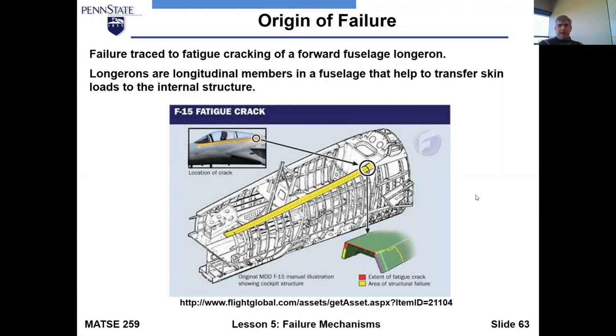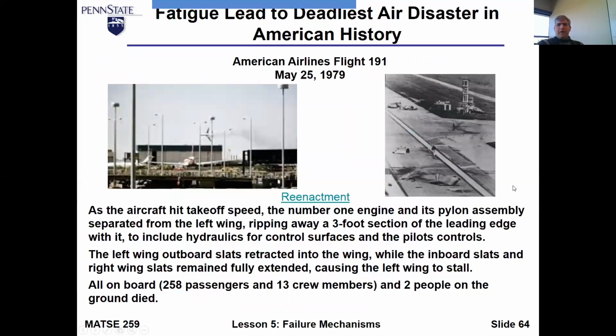Now, to hammer the point home a little bit, if we go back, the deadliest air disaster in American history happened in 1979 at Chicago's O'Hare Airport. And this came down to a fatigue failure as well. It was a DC-10 at the time.